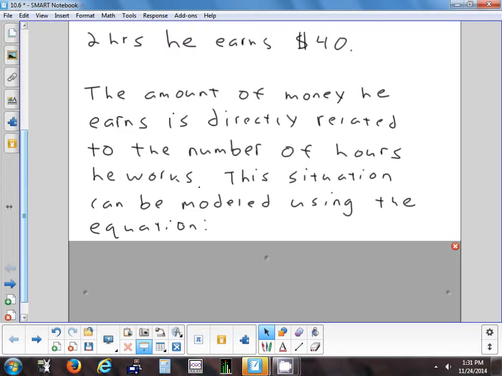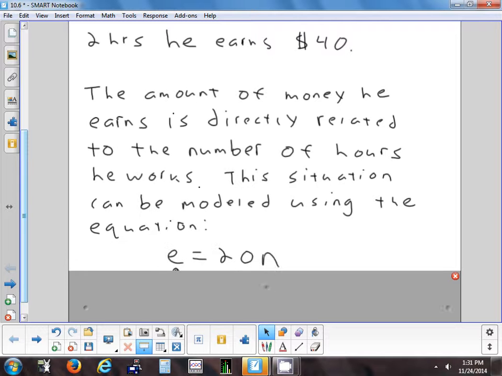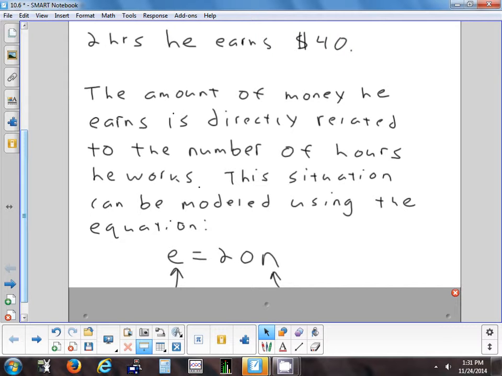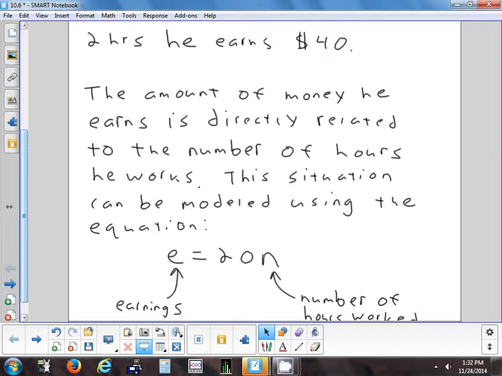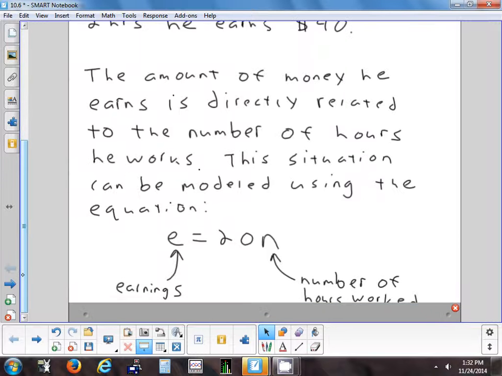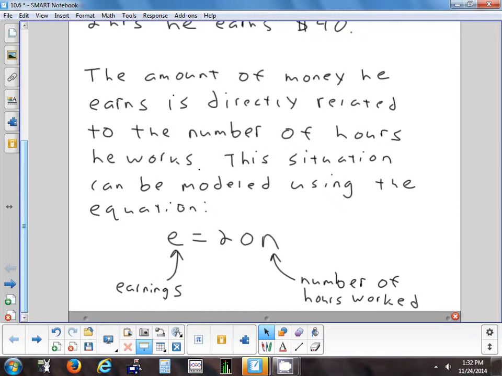This kind of situation can be modeled using this equation. And I want to show you how we came up with that. The 20 is how much money he makes per hour. N is how many hours that he works. E, that's the earnings. So let's try the formula, see if it works.